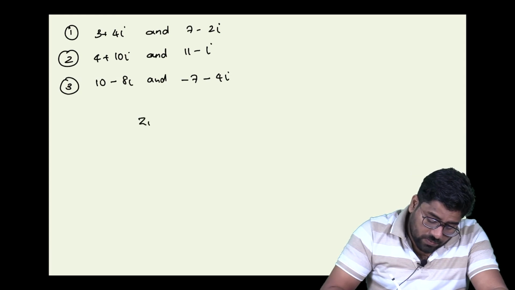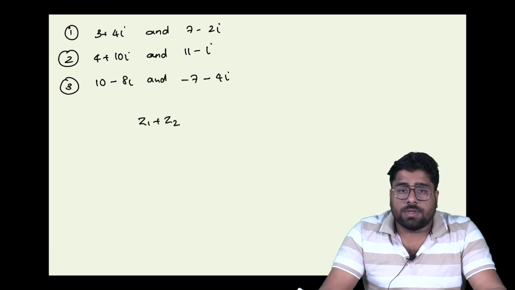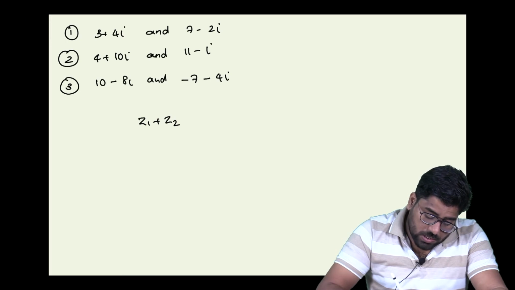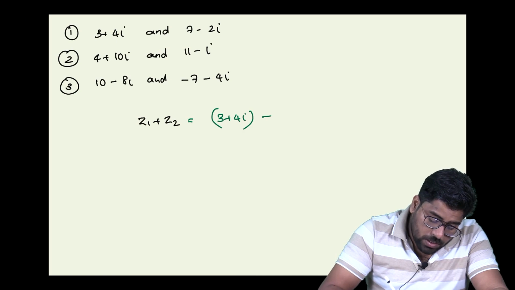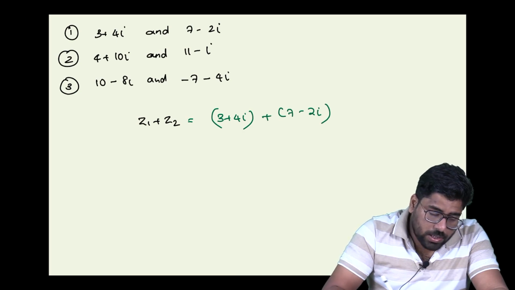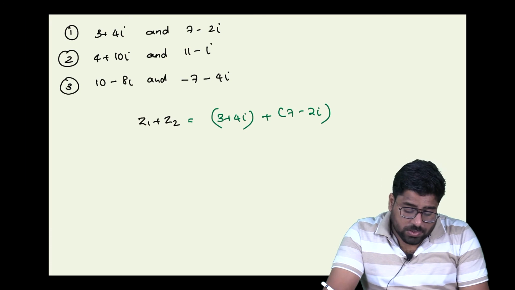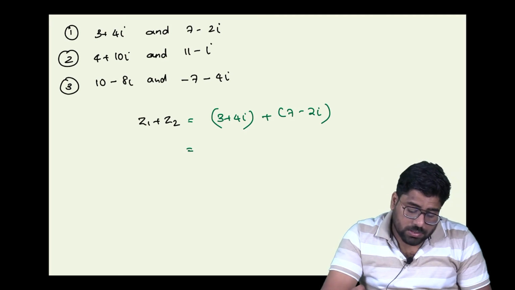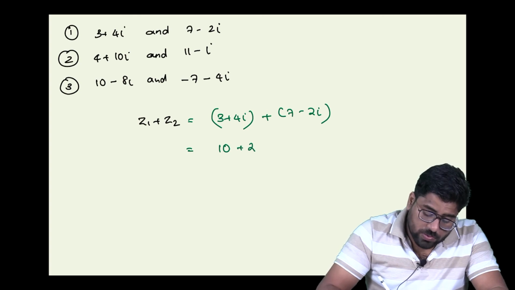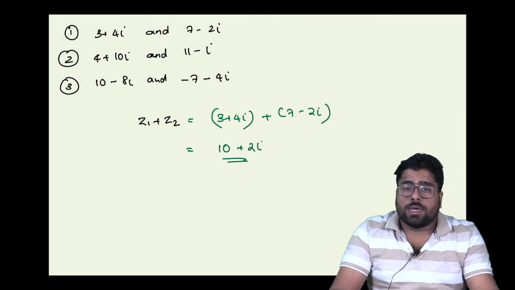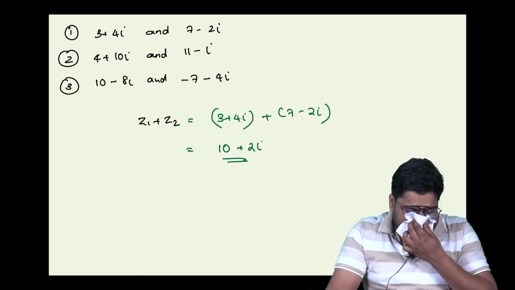So, let me find Z1 plus Z2. What is Z1 plus Z2 equal to? 3 plus 4i happens to be my Z1 and 7 minus 2i happens to be my Z2. So what is going to be Z1 plus Z2? 3 plus 7 is equal to 10 and 4 minus 2 is equal to 2. So it is going to be 10 plus 2i.